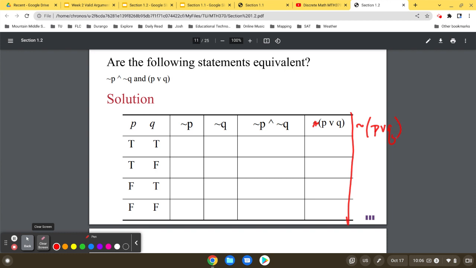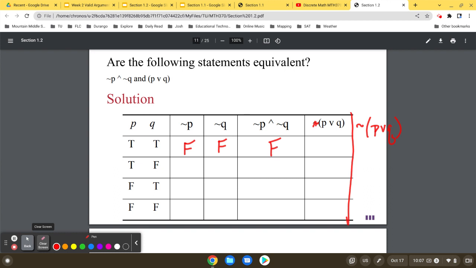All right, so let's go across there. Not P, that would be false. Not Q, that would be false. Not P and not Q, that would be false. We're taking the false and false. And then P or Q, and what's false is the negation of that. So we start off here, and this part is false, right?